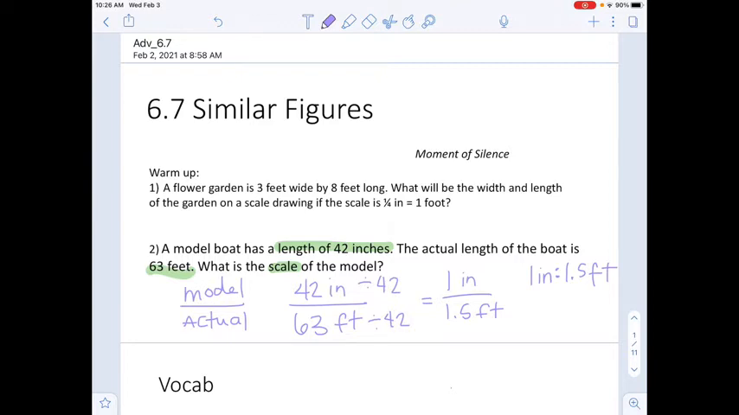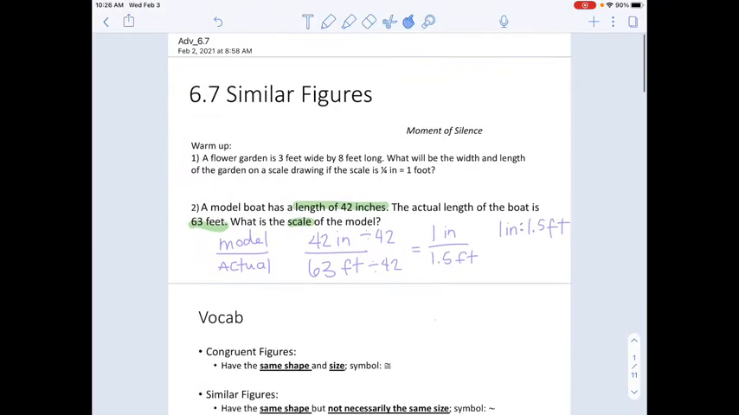Scale factor, which we also talked about yesterday, is when it's very similar, but the units are the same, so then we can just take off the labels.